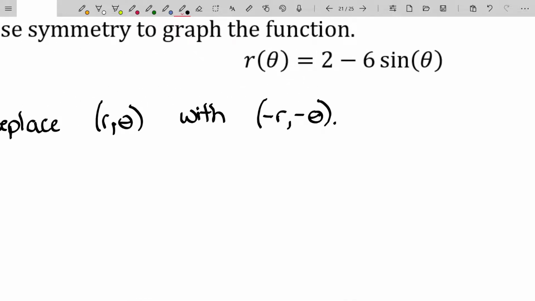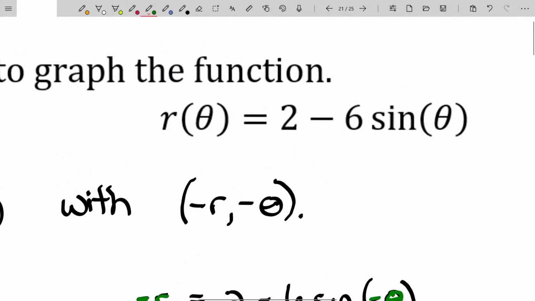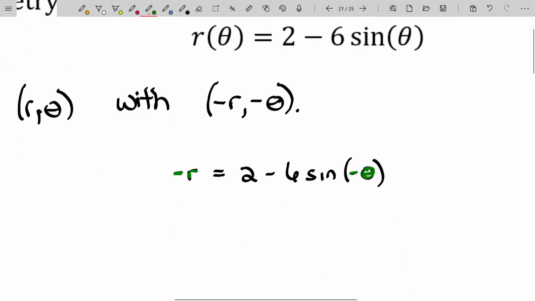Now, as written, if I didn't mention something earlier, you would say, okay, so negative r, is that equal to, or is this the same? Basically, negative r is equal to 2 minus 6 times the sine of negative theta. So notice what I did here. I replaced r with negative r, and I replaced theta with a negative theta from this equation.